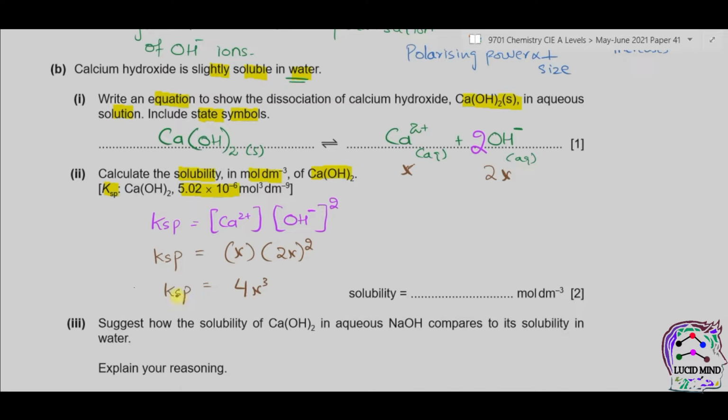Now we can put the value of Ksp on one side of the equation. We have 5.02 times 10 to the power negative 6. This is the value for Ksp. It is equal to 4x cubed. Now we can divide by 4 on both sides.